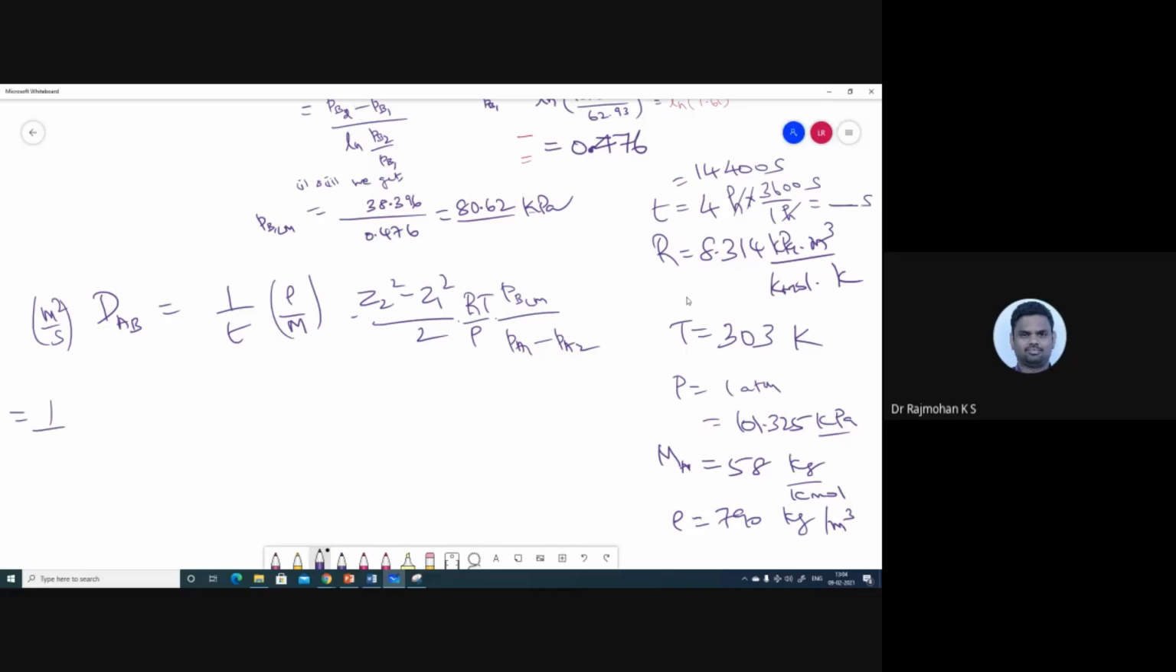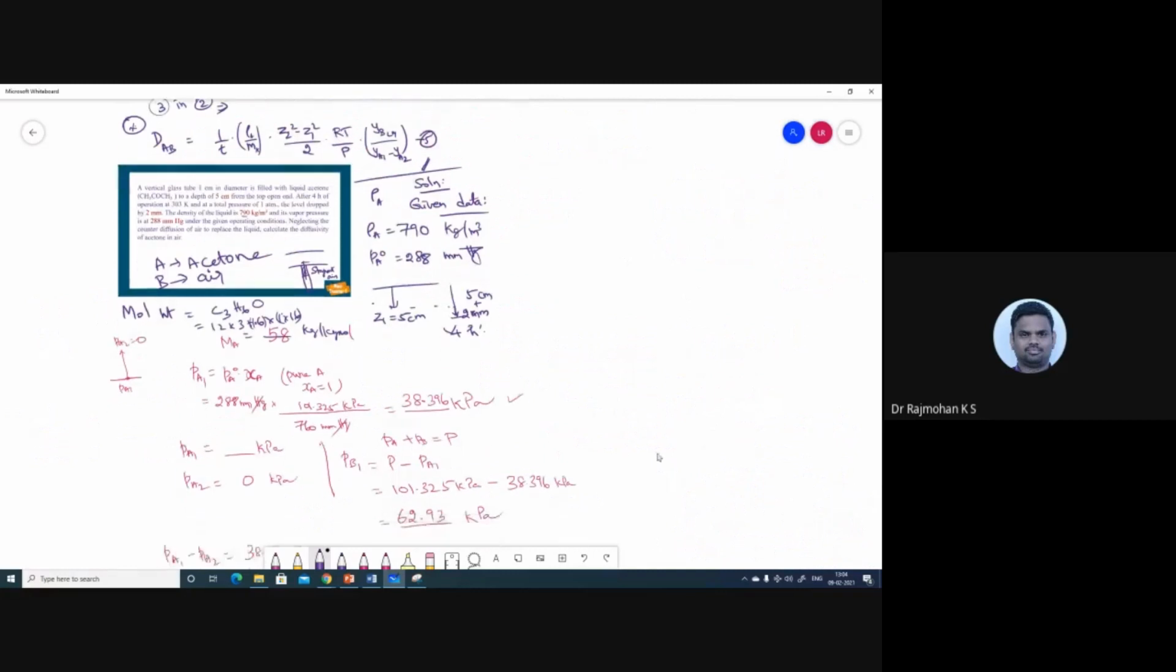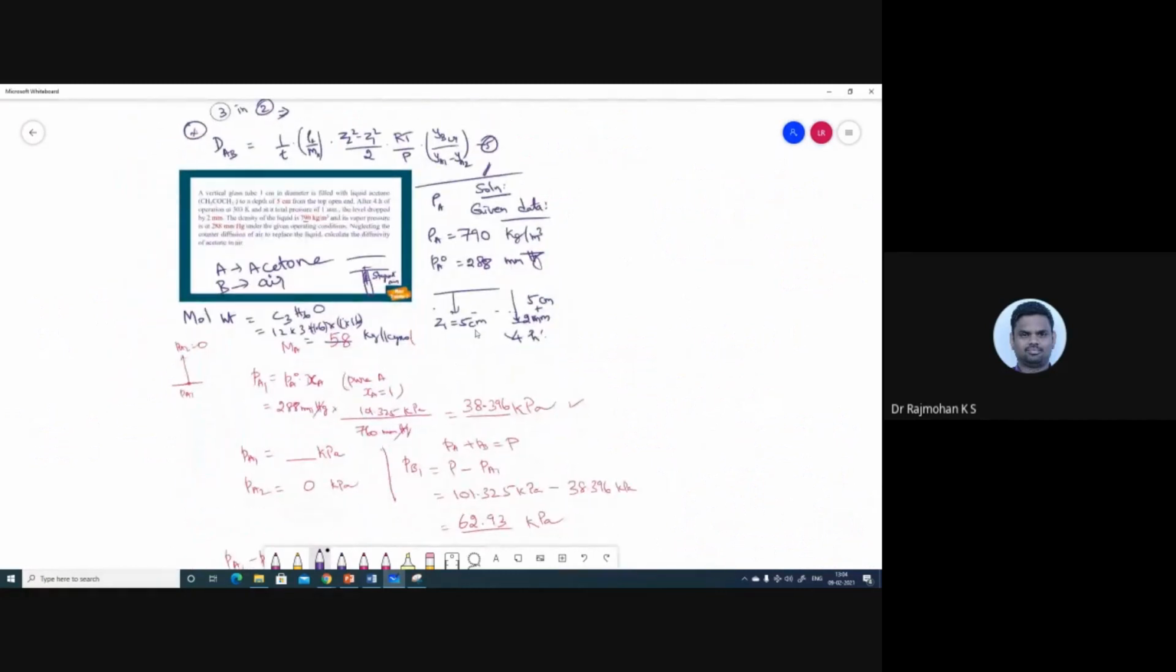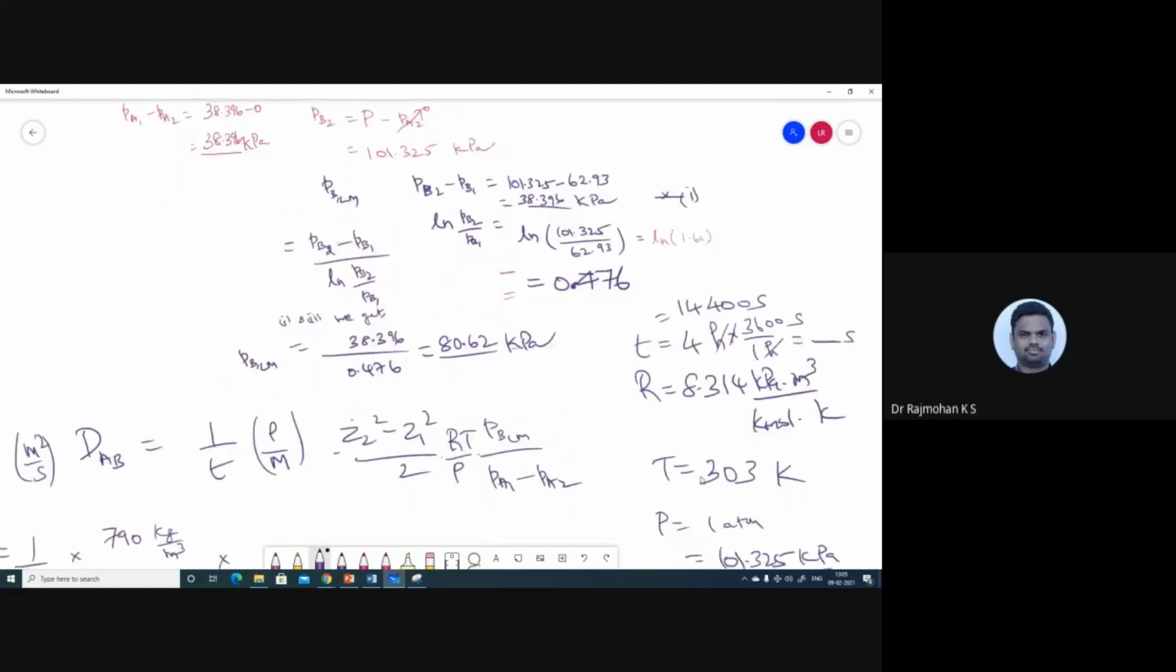So 1 by T is 14,400 seconds, into density 790 kg per meter cube, divided by molecular weight 58 kg per kilomole, into that. The length should also be in meters, so we should take care with the given data. Initially it is 5 centimeters, then it is 5 centimeters plus 2 mm.